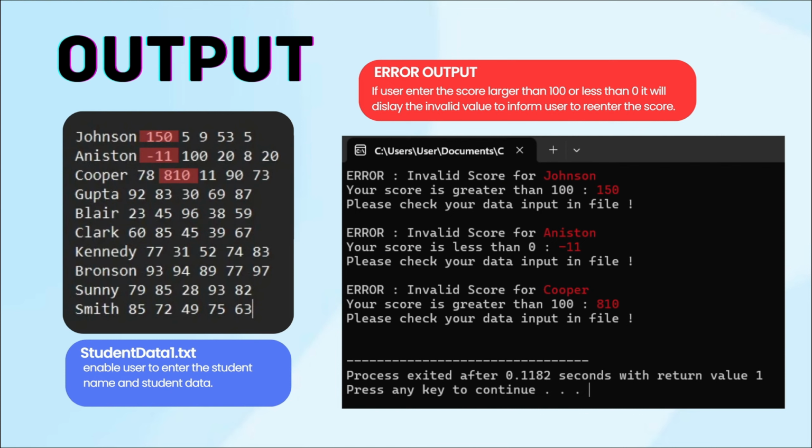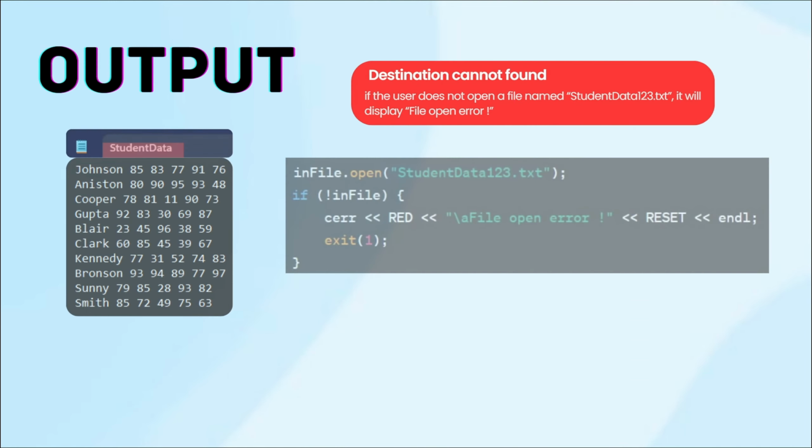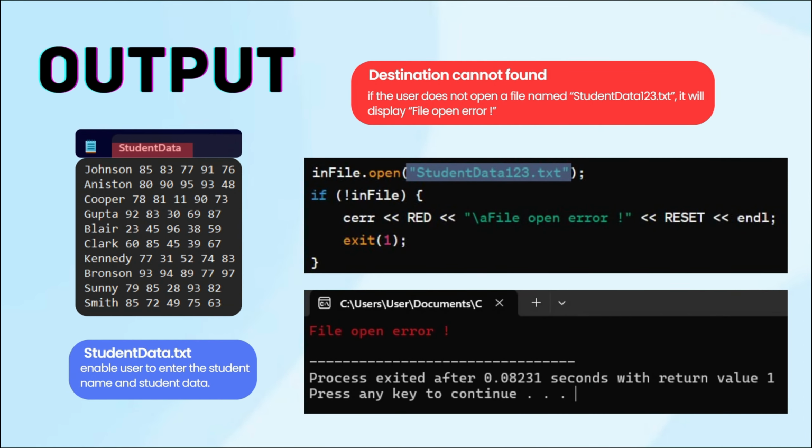To make our output description more complete, our group will now show the error outputs when invalid input occurs. In the first case, as you can see here, when the user inserts a 100 or -11 test score which is out of range, the program will display an invalid value to inform the user to re-enter the score. In the second case, if the file name student data 123 can't be opened, it will display a file open error as well.